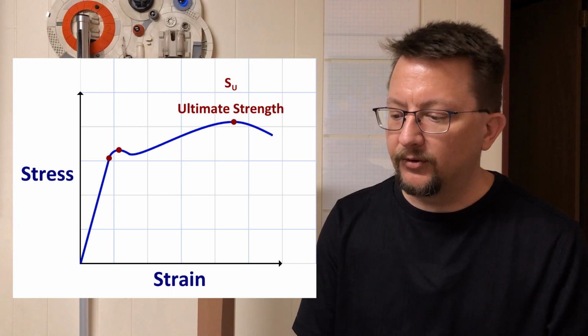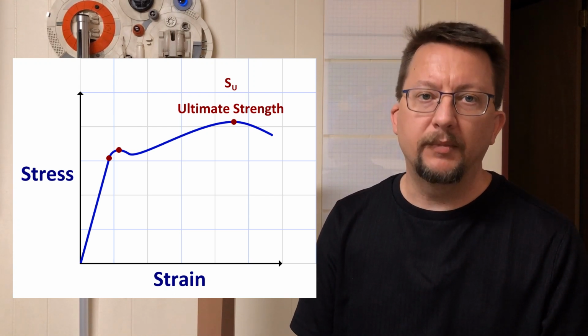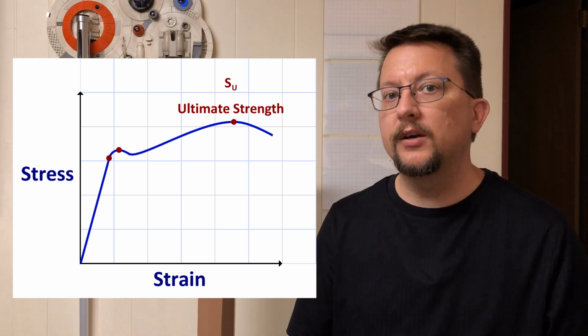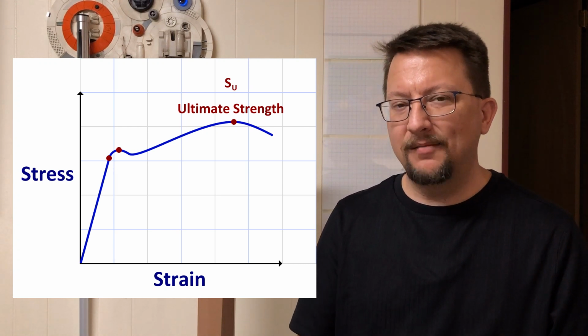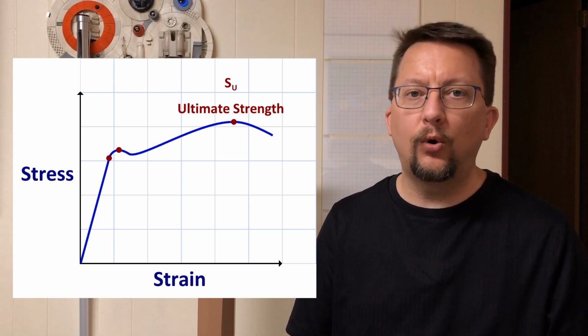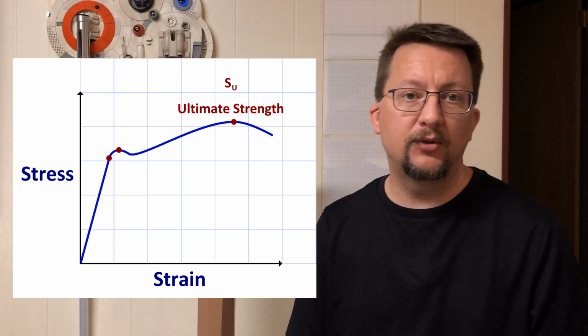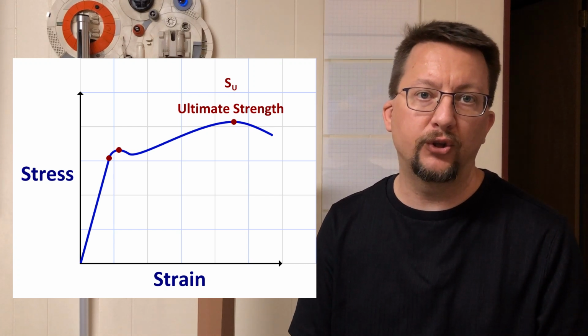Now, after that, we get to the ultimate strength. So it will start to neck down, and it'll do that work hardening bit that we talked about. And at some point, it gets to, I can't hold any more. And that is the ultimate strength. And a lot of times you'll see that represented capital S, small u.